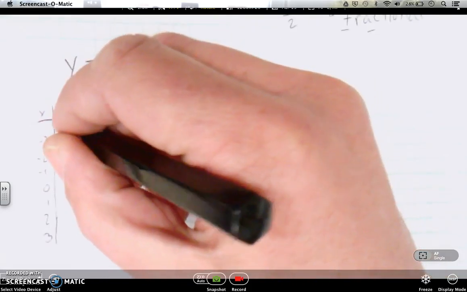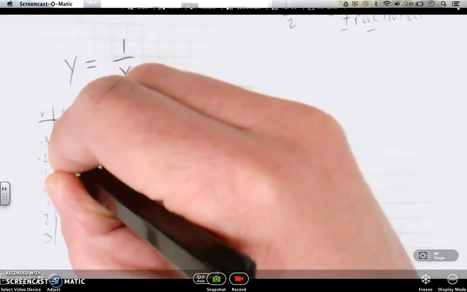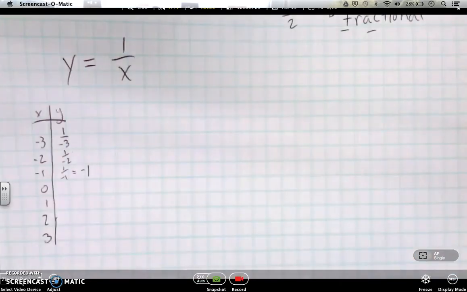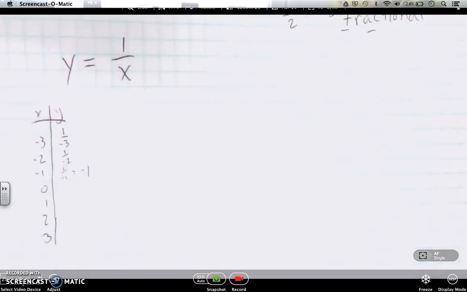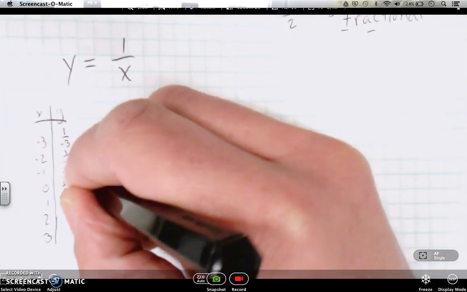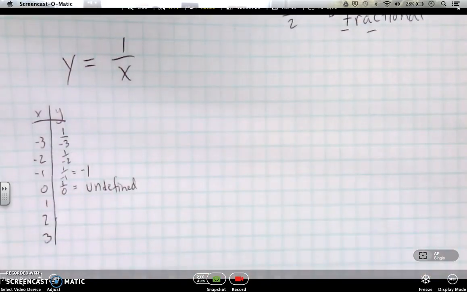So when we plug in -3, we get 1 over -3. When we plug in -2, we get 1 over -2. When we plug in -1, we get 1 over -1, or -1. Here's the problem. If you try to plug 0 in there, 1 over 0 is undefined. So something weird is going on at 0. We'll come back to that.